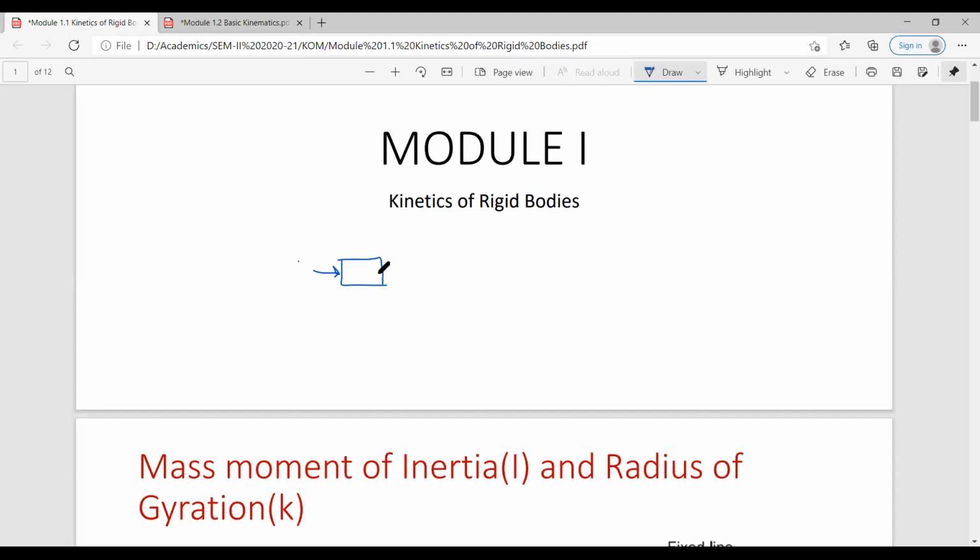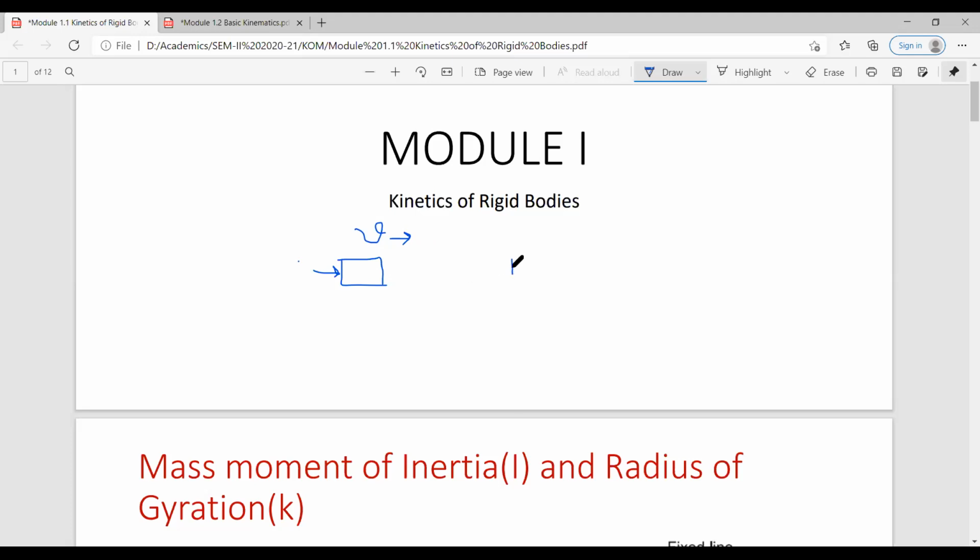Similarly, if some body is moving with uniform velocity, its velocity is not changing, right? Velocity is constant. So it is the tendency of the body that it will try to move with the same velocity, and it will oppose any force which is trying to change the velocity of the body. So that is called inertia. Some bodies have more inertia, some have less inertia. So how to measure the inertia of any object?